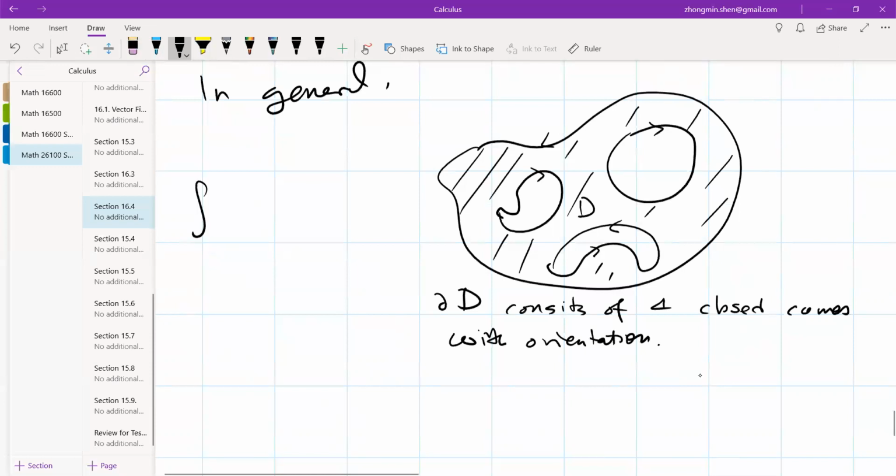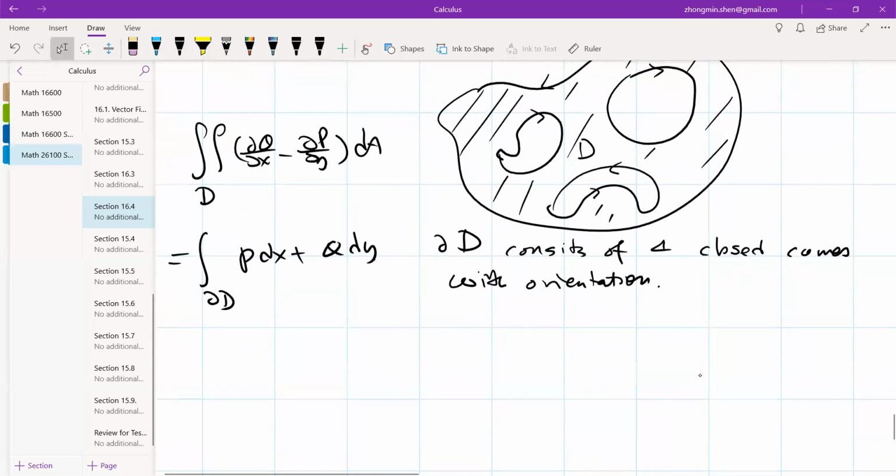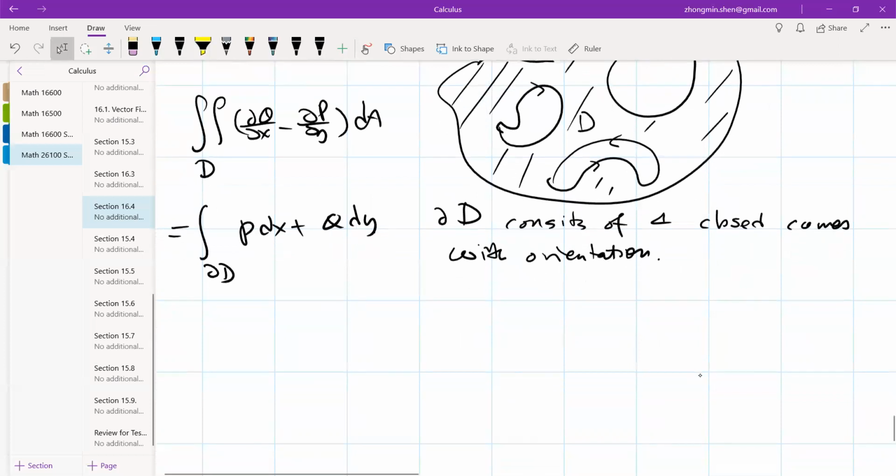The double integral over D is going to be the line integral of P dx plus Q dy. In general, we have the following Green's theorem. So what is unchanged is just D, but the boundary of D consists of 3 closed curves. Right?